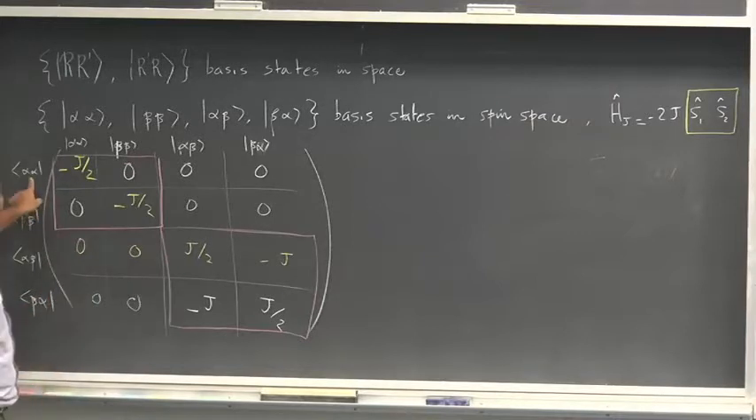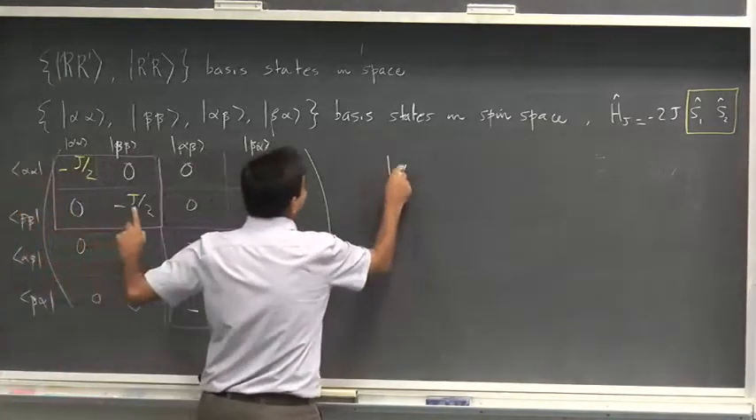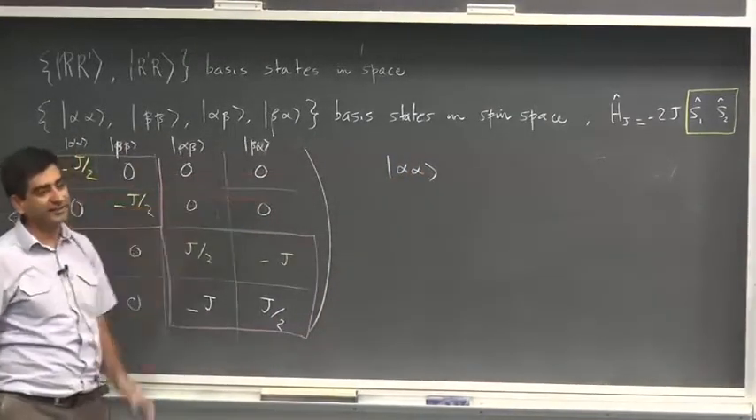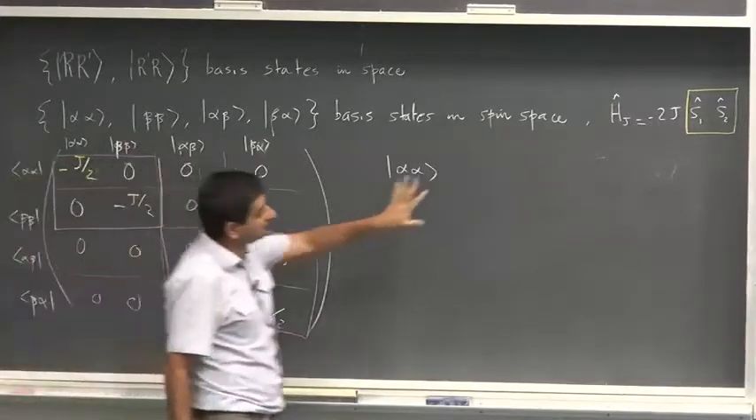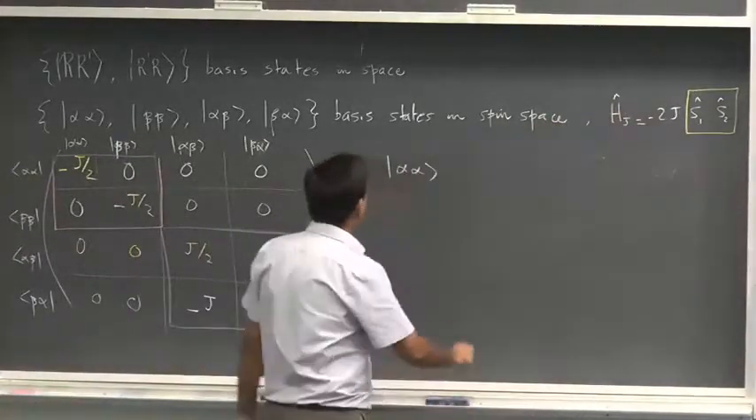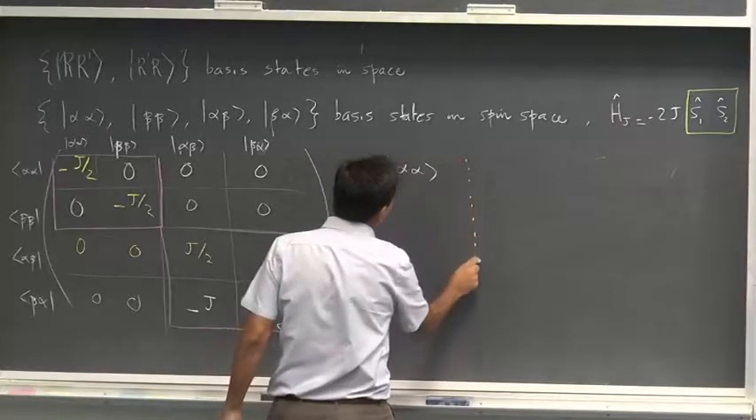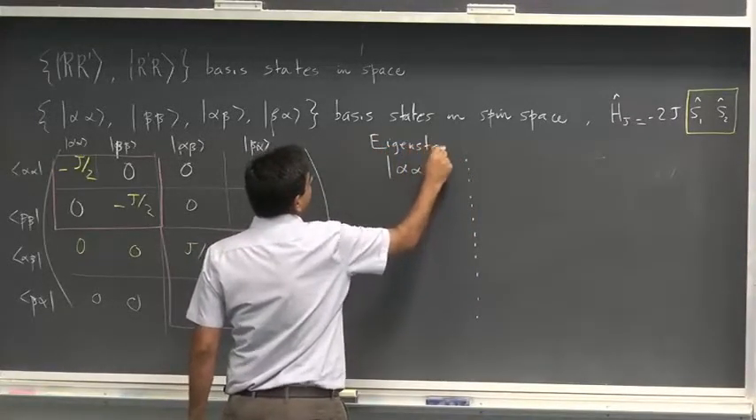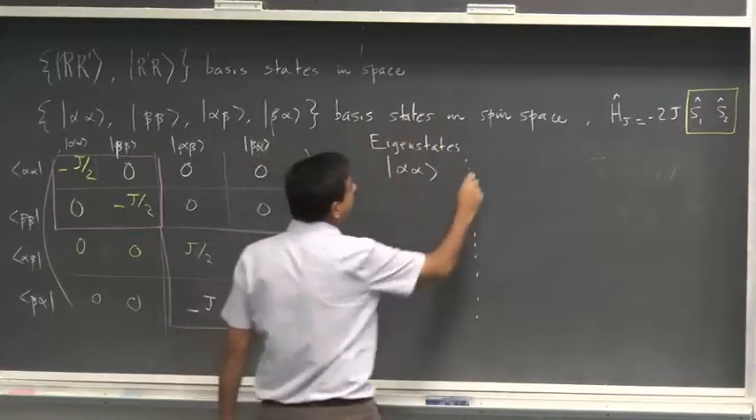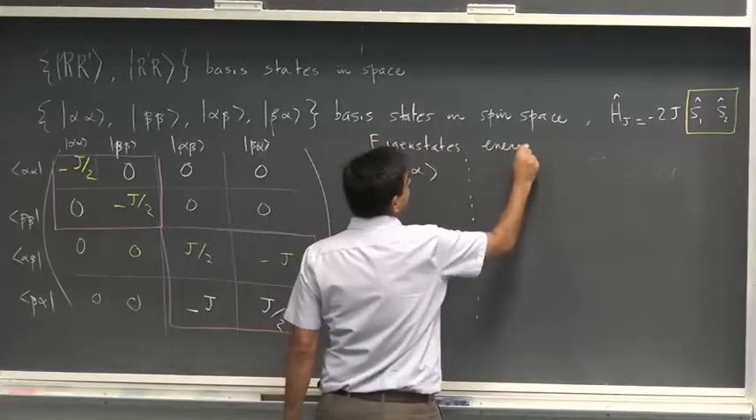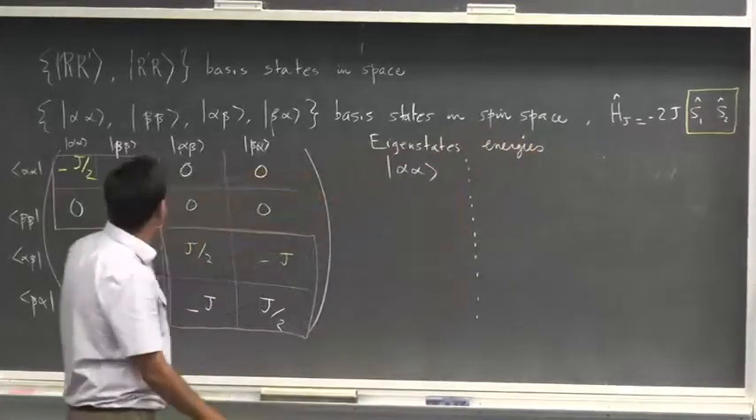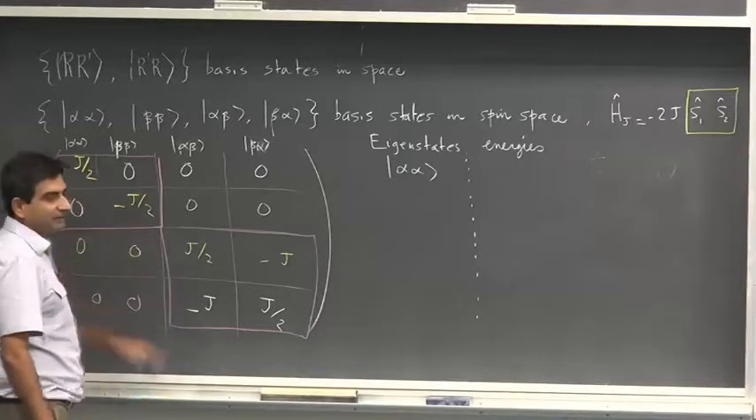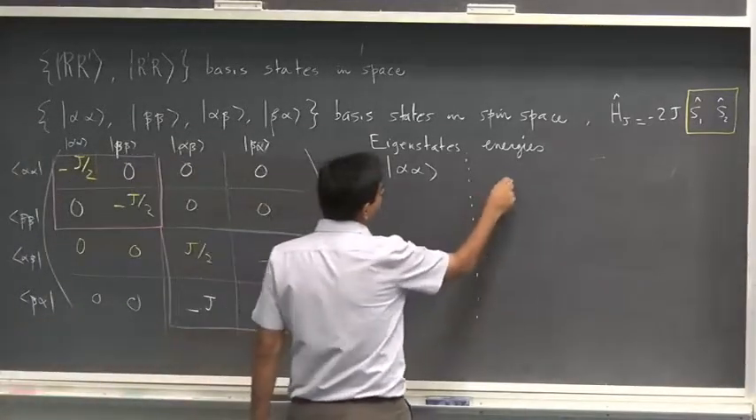One eigenstate is alpha alpha. Alpha alpha is only connected to alpha alpha, it's not connected to any other state. So alpha alpha is an eigenstate of this exchange Hamiltonian with eigenvalues. So now I'm writing down the eigenstates for the exchange Hamiltonian, and here I'm writing the energies. Since it's a diagonal block matrix, the energies are just the diagonal values. So this energy is minus J by 2.